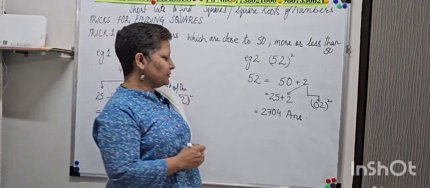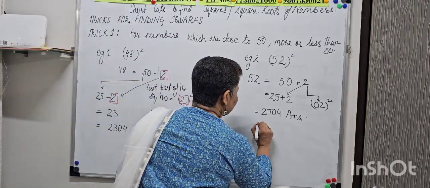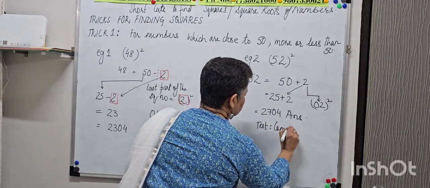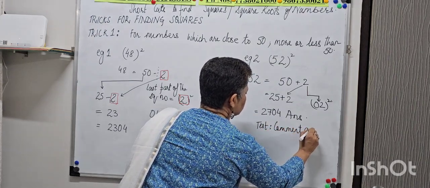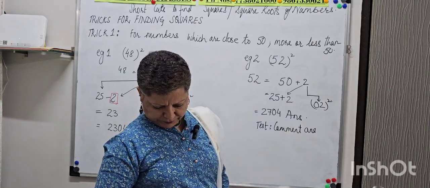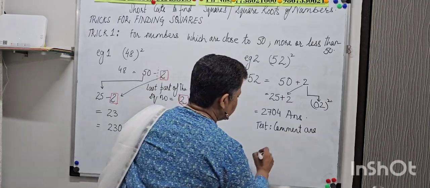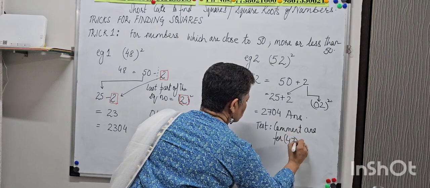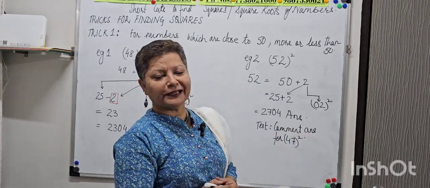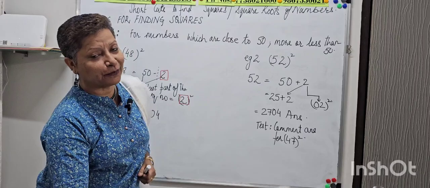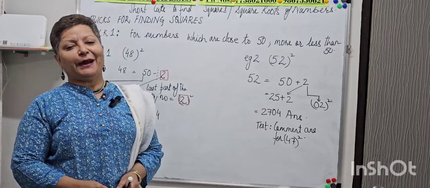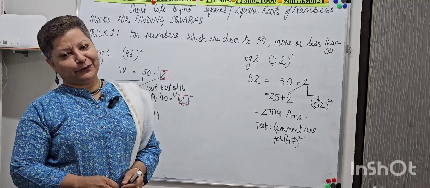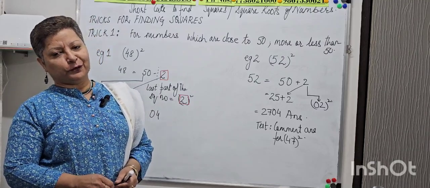So the test for trick 2 for you is going to be: comment the answer for 47 square. Will you be able to do that in a matter of seconds? I just told you that you'll be able to do it in seconds, at the max 10 seconds. And I think I am true to my word if you've been able to understand. We shall now move on to the next trick.